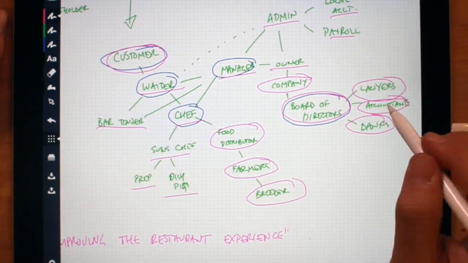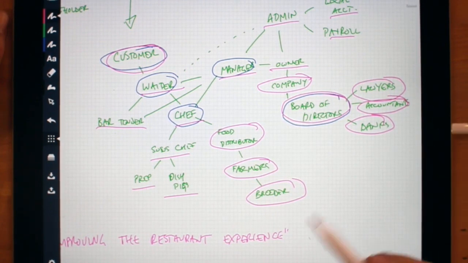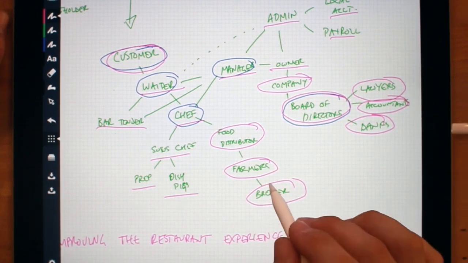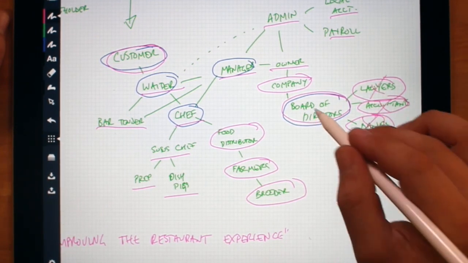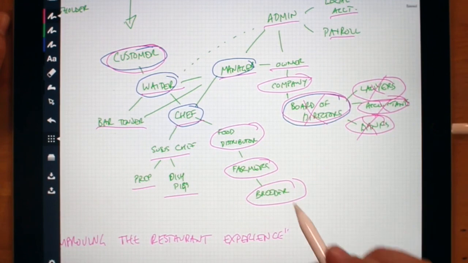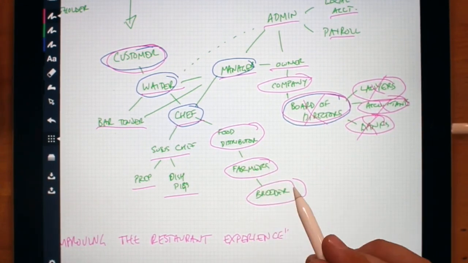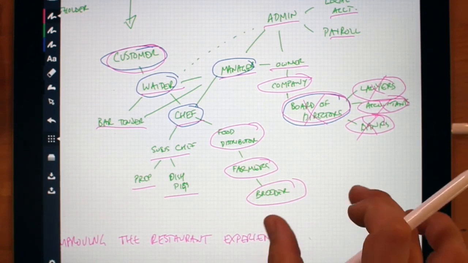But then there are some that you also want to exclude. So for the purpose of improving the restaurant experience, you might want to exclude people like the banks, the accountants, the lawyers, maybe even the board of directors. You might want to exclude people like the breeder and the farmer, or maybe they're a really important part of the strategy of improving your restaurant.